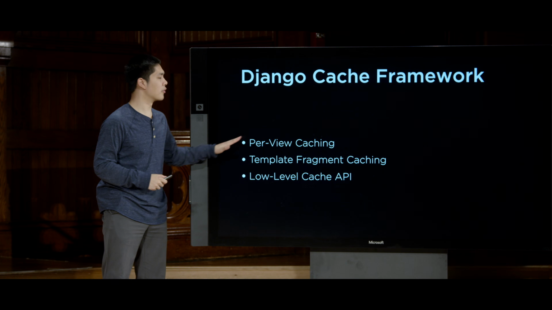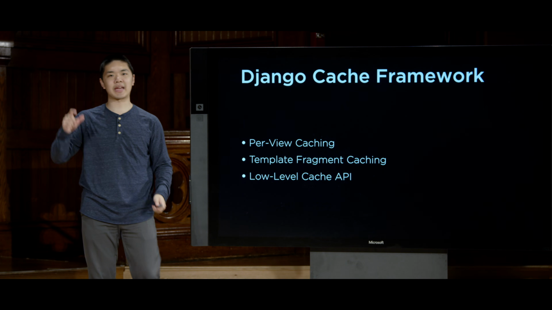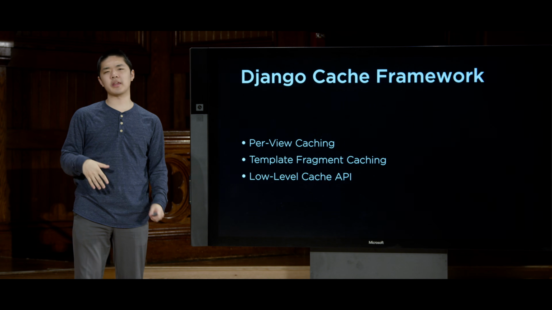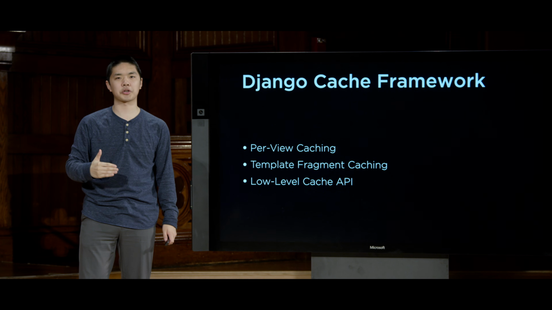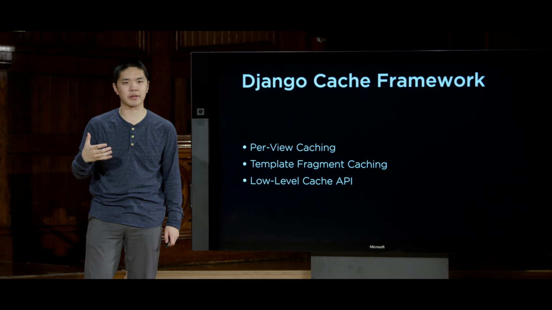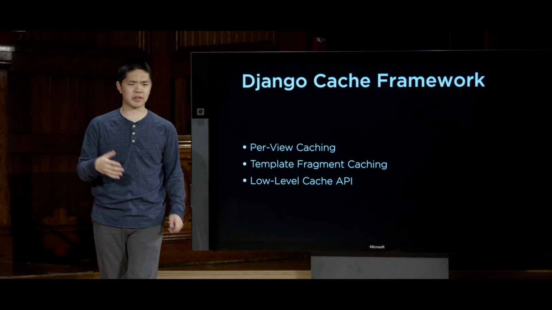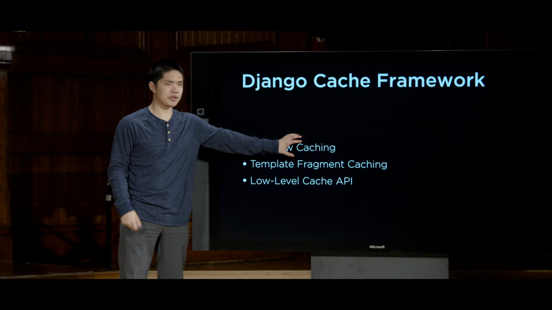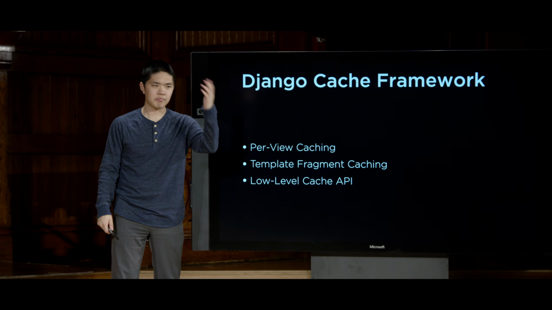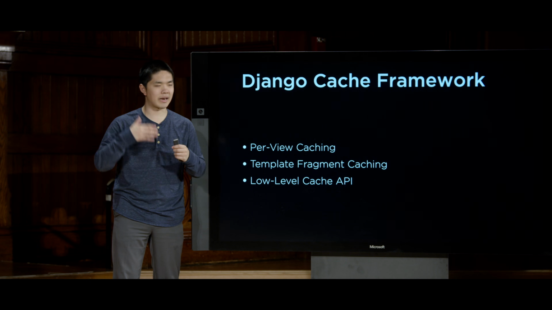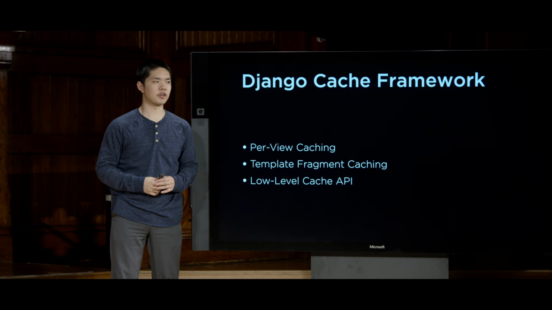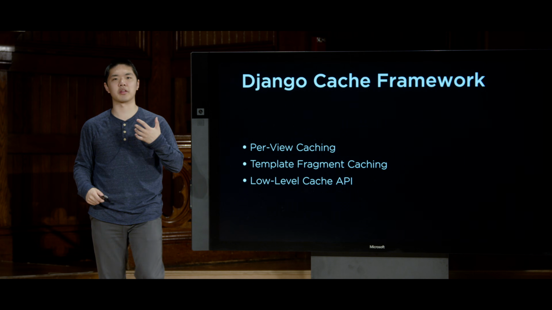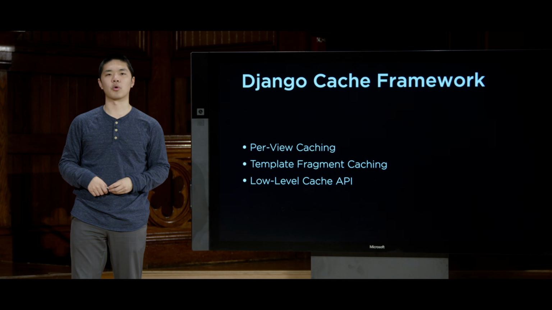So there are per-view caches, where you can specify a cache on a particular view to say that rather than run through all this Python code every time someone makes a request to this particular view, instead, just cache the view so that for the next 30 seconds or 30 minutes, the next time someone tries to visit the same view, go ahead and just reuse the results of the last time that view was loaded.